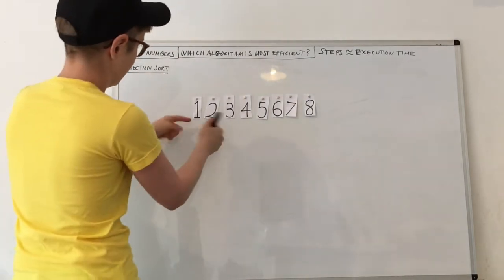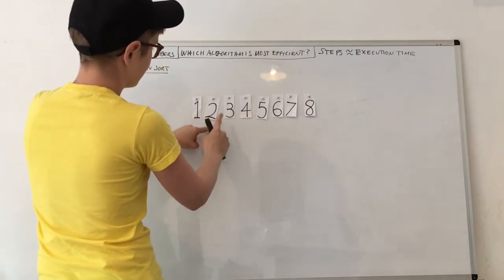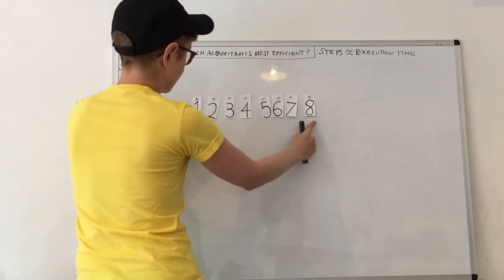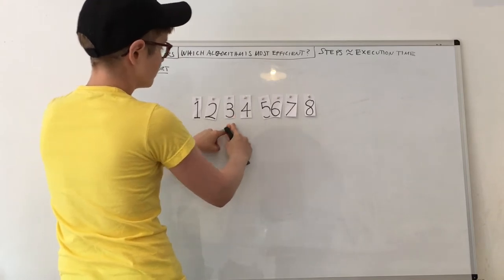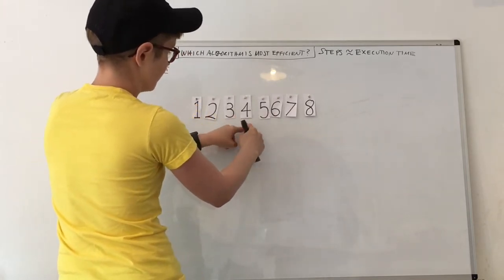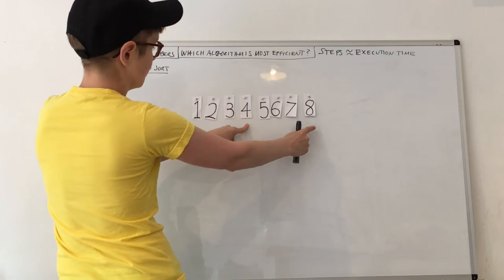We had to go through the whole list the first time, then through everything but the first item the second time, then everything but the first two items the third time, and then everything but the first three items the fourth time, and so on.